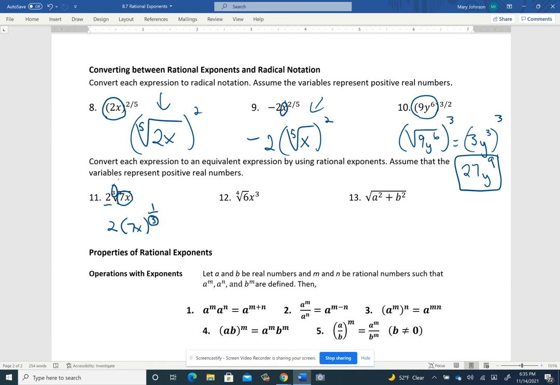All right, now here, the radical on number 12, the radical sign stops on the 6. The x to the 3rd is really just after the fact, so it's kind of out in front. So on that one, the 6 is raised to the 1/4 power, and then you just have that x to the 3rd sitting there. Okay.